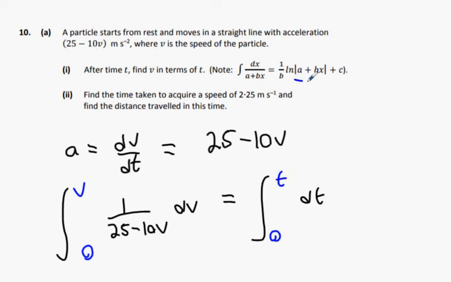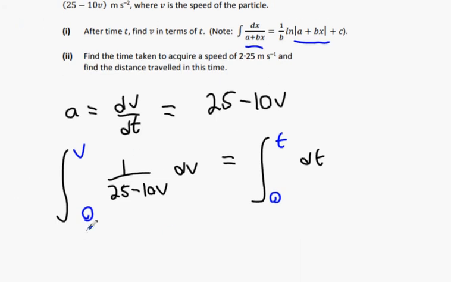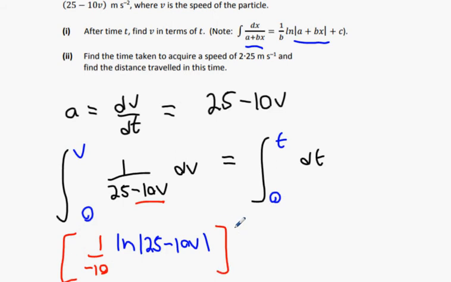It gives us a little trick for ln here. When you're integrating this, it's going to be ln of 25 minus 10v, that's no bother. But then we have to divide by the coefficient of the variable, so we differentiate that to get minus 10. So it's going to be 1 divided by minus 10 ln of 25 minus 10v, from 0 to v, and that's going to equal t.